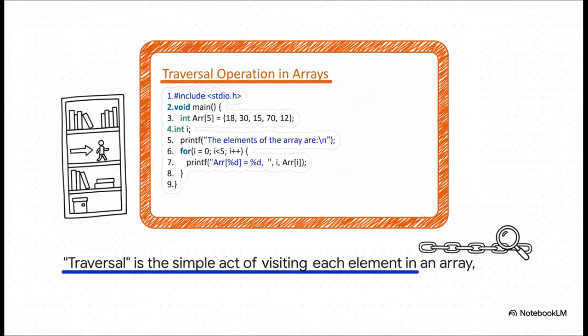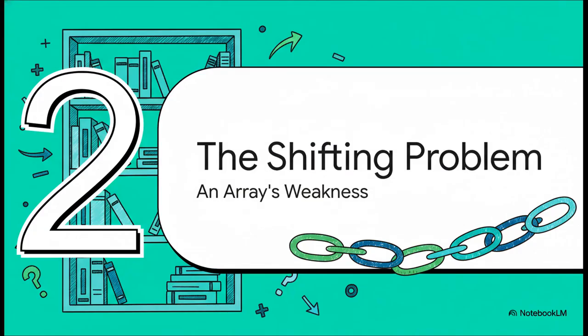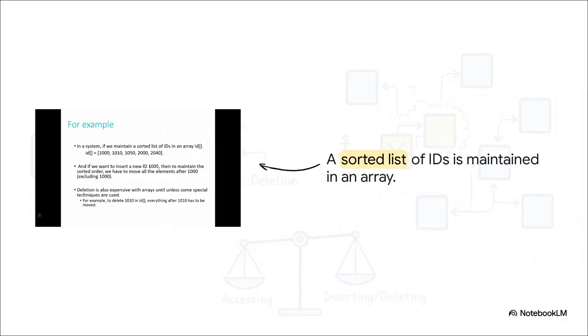For example, let's look at what's called traversal. It sounds complicated, but it just means visiting every single item in order. Because everything is in a neat little row in memory, this is incredibly fast. The computer basically just takes one step to the right to get to the next piece of data. Simple. But, and this is a big but, an array's greatest strength, that rigid, predictable order, is also its single biggest weakness.